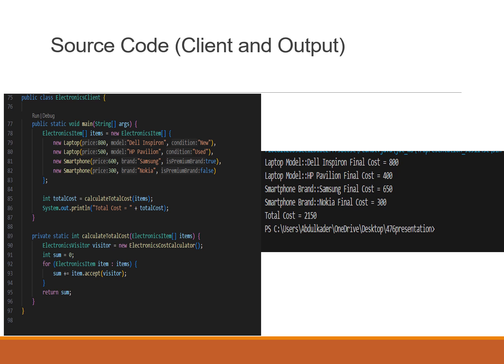When we run the program, we can see each item's final cost followed by the total cost. So we can see laptop Dell Inspiron, final cost 800. Same laptop, but with a different visitor, you can see 400, and so on. And at the bottom is the total cost.